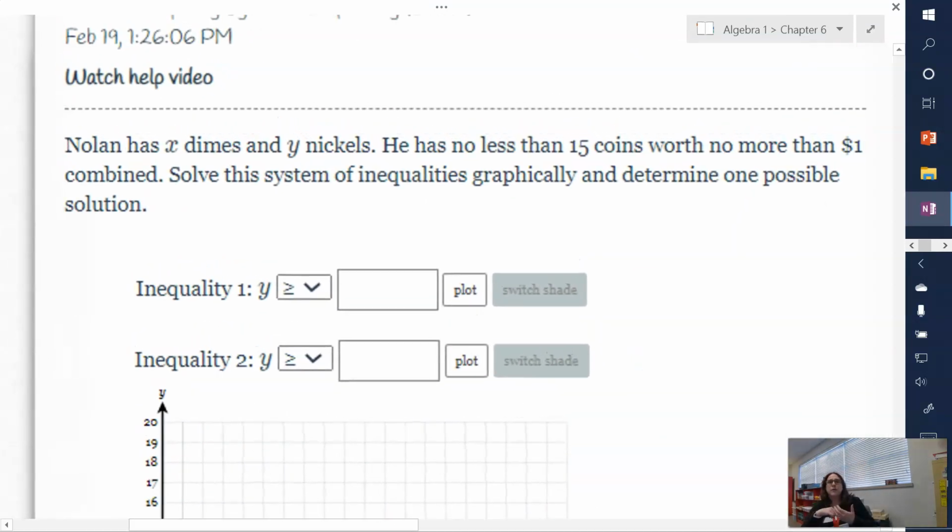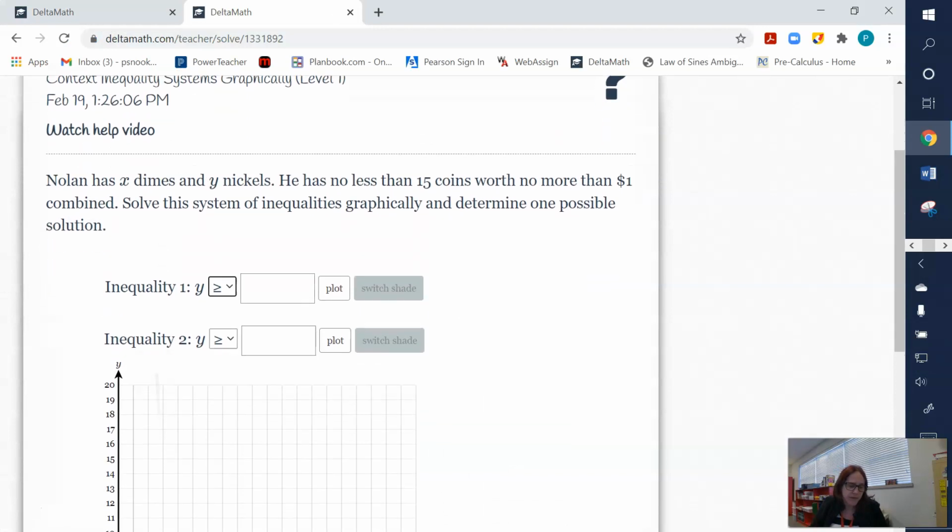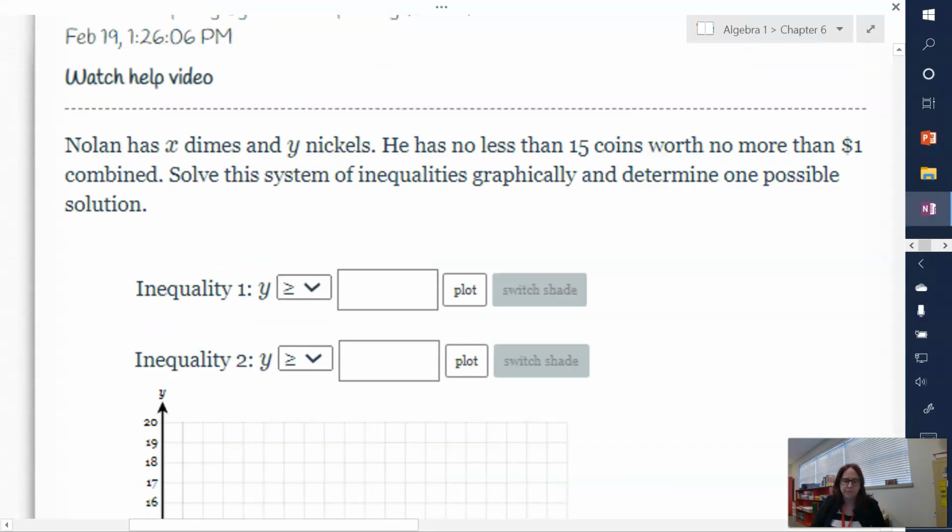Now this is a story problem, so make sure you do your 3 reads. Nolan has X dimes and Y nickels. He has no less than 15 coins worth more than, I cut it off, more than $1 combined. Solve this system of inequalities graphically and determine one possible solution.